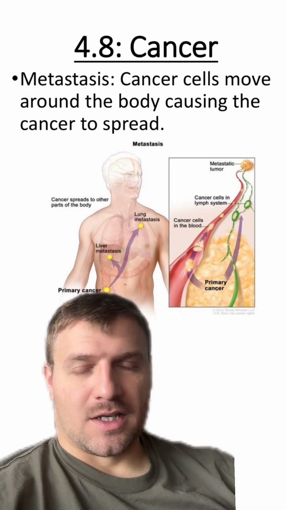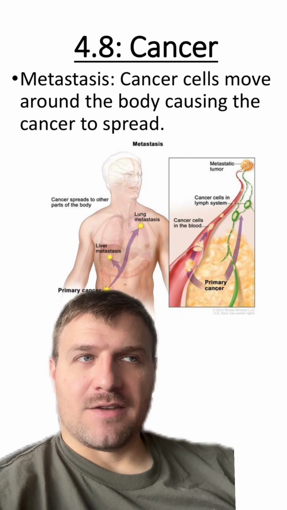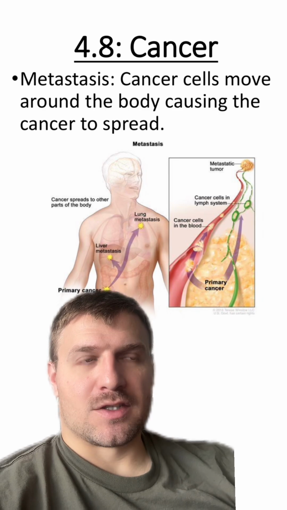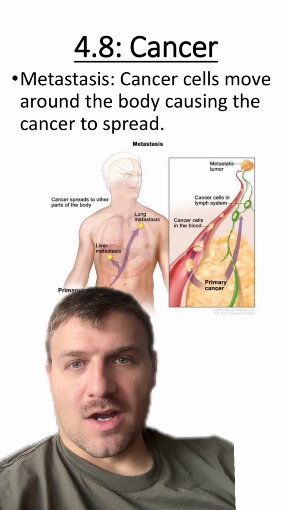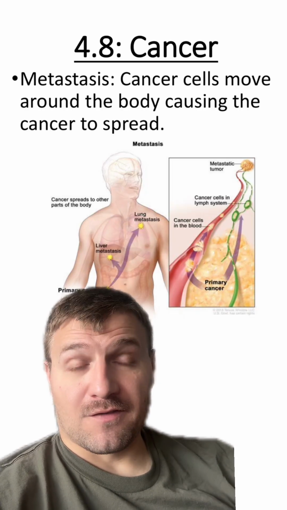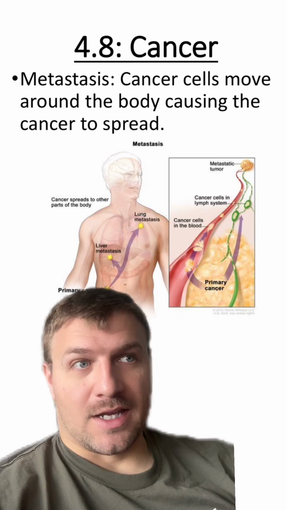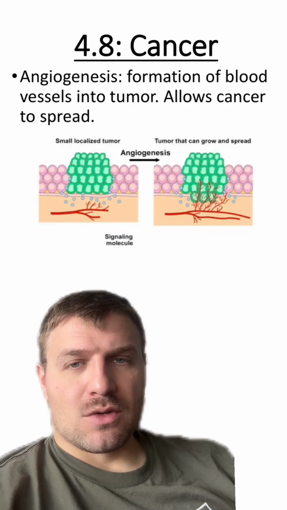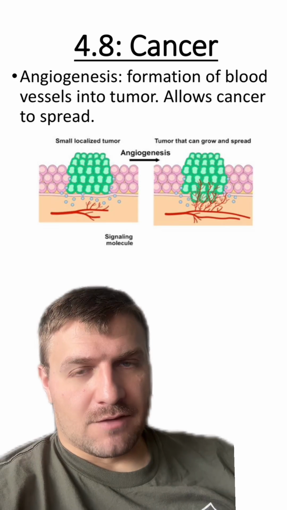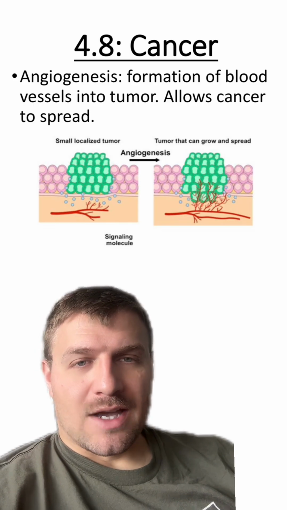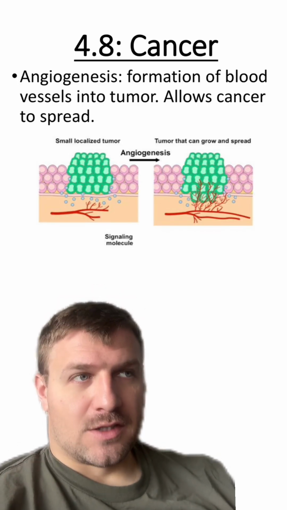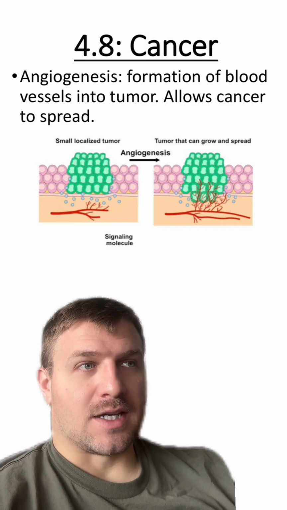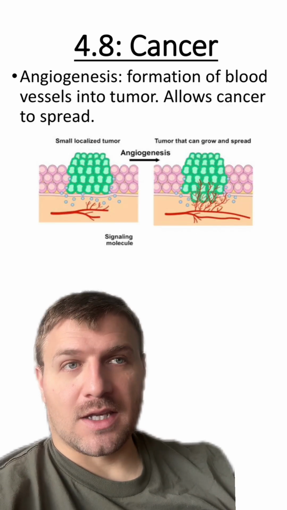If you think of cancer like a forest fire, we want to contain the fire to one location because if it spreads to different locations, we're fighting a fire on different fronts, and it's more difficult for the firefighters to control that spread and to control that fire. Angiogenesis is the formation of blood vessels into the tumor, which allows the cancer to spread and get more nutrients to grow. This is something that doctors again try to prevent because once the cancer starts spreading, it becomes harder to treat.